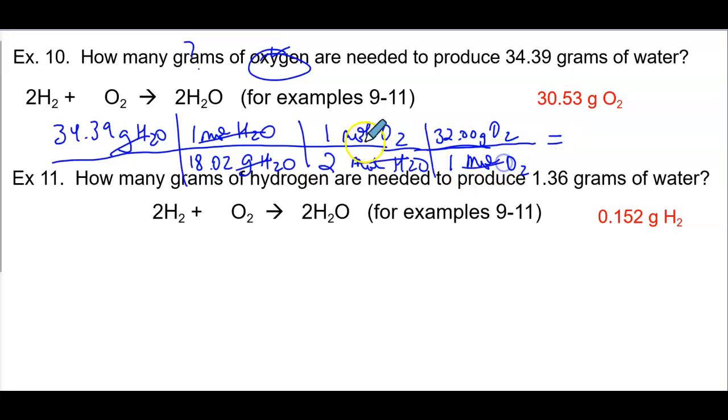So now moles of O2 cancel with moles of O2, leaving me grams of O2, and that's what I need. Yep, and I check and check. So now I'm going to do the math. I'm going to do 34.39 times 32, hit equals, divide by 18.02, hit equals, divide by 2. Again, you can put stuff in parentheses if you want. I just don't find it easy to do. I find it easier just to hit divide, equals, divide. Okay, so that's the answer.